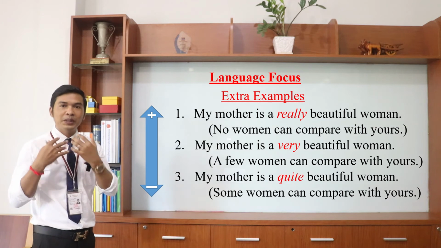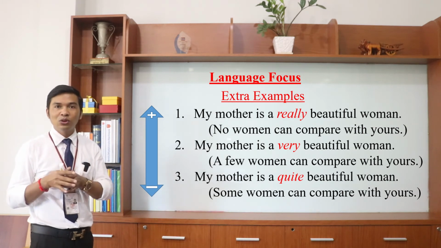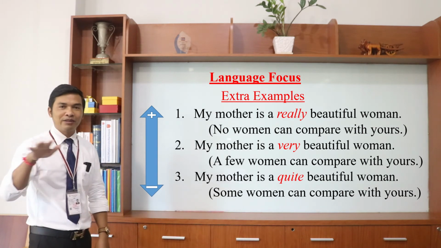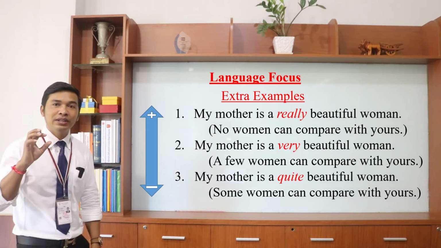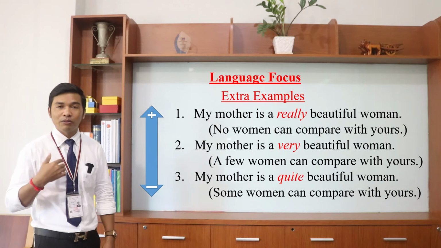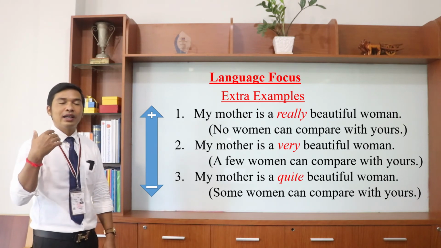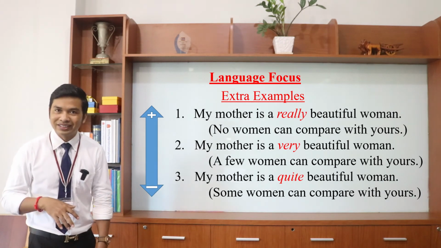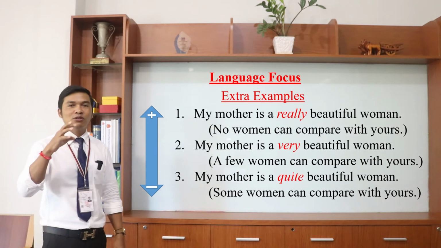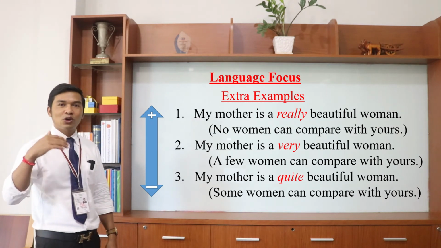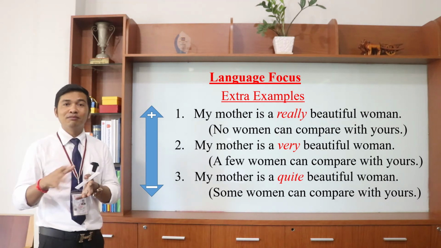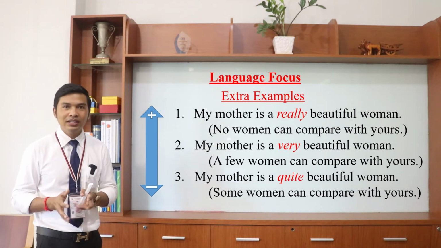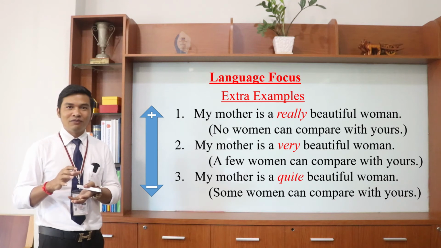So when you say your mother is a really beautiful girl for you, it means no girl can compare with your mother. But when you say my mother is a very beautiful girl for me, it means some girls can compare with your mother, right? And if you say my mother is a quite beautiful girl for me, it means most girls can compare with your mother as well as with you.